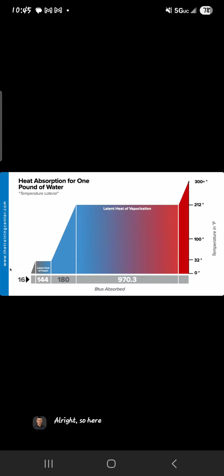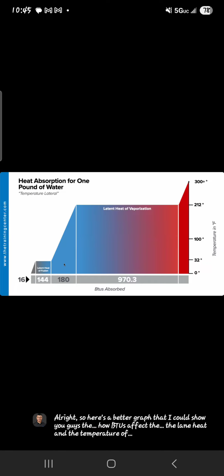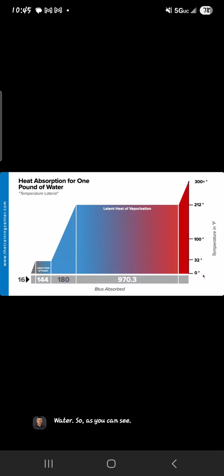All right, so here's a better graph so I can show you guys how BTUs affect the latent heat and the temperature of water. As you can see, we already know the specific heat of ice is 0.5. To bring it from 0 degrees to 32, we multiply 0.5 times 32, and that's where you get your 16 BTUs. So we're now at 32 degrees as solid ice. Now to convert from 32 to 32 in liquid form, we have to add 144 BTUs, and this is known as the latent heat of fusion.